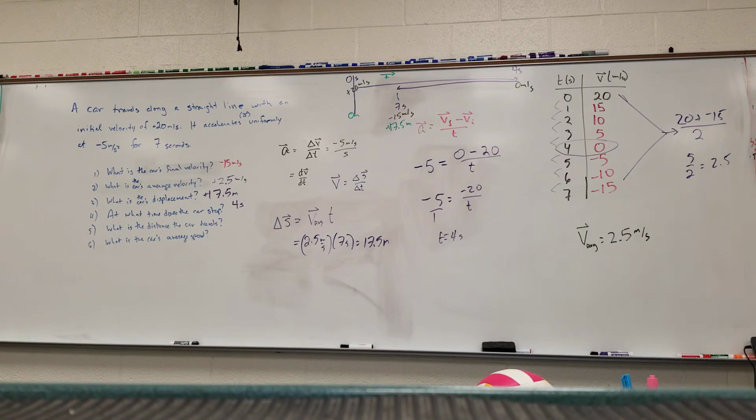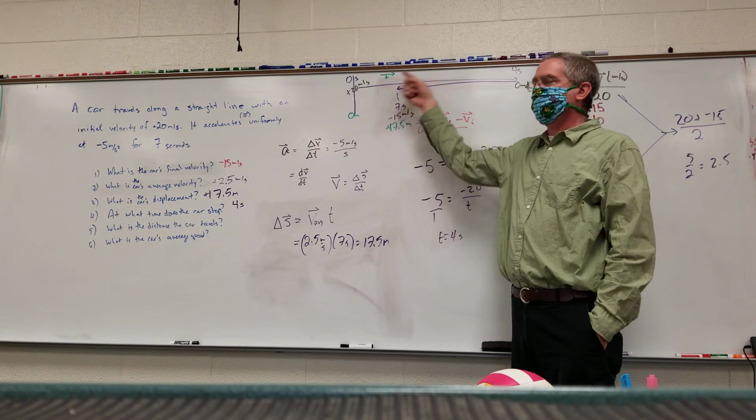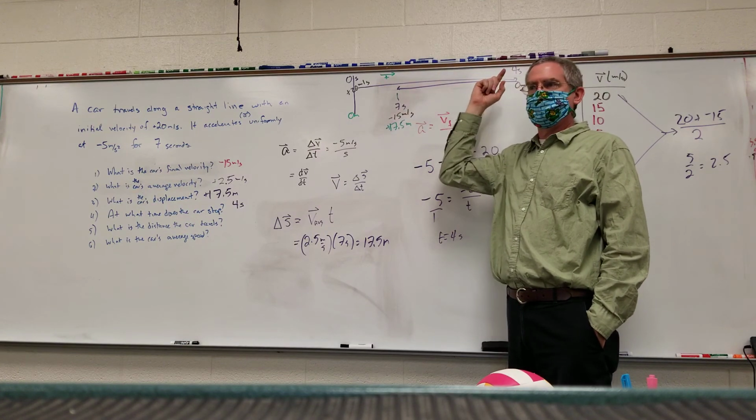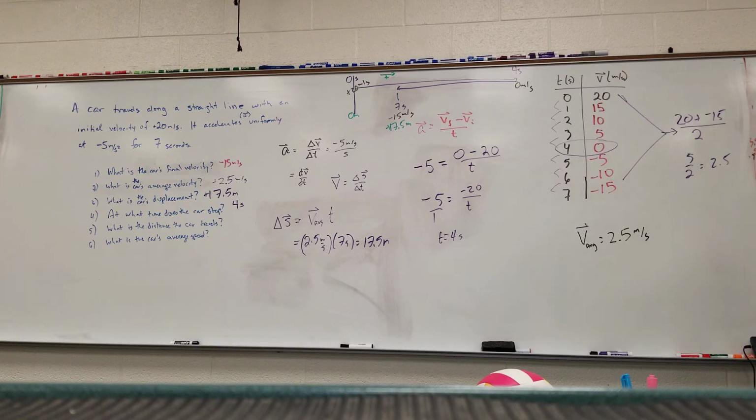Questions here before we talk about distance? All right, so the distance that he traveled. Well, he shoots past the final position, and then comes back. So I need to figure out how far he goes before he stops. How would you figure out how far he goes before he stops?